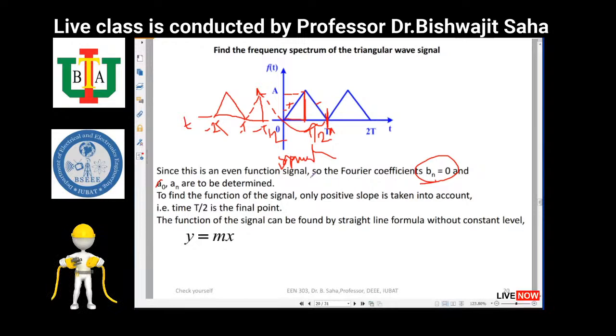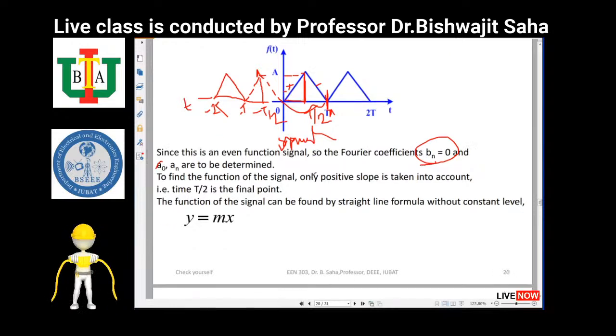One cycle period. Very interesting. Why am I telling you it is interesting? Because there is a difficulty. If there is difficulty, that is interesting. So we need to apply the straight line equation, y equals mx, because the signal is ramp type. If ramp type, that is the rate of change. So we need to find out the function by applying this straight line equation.